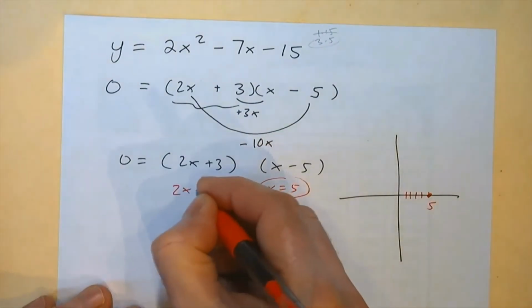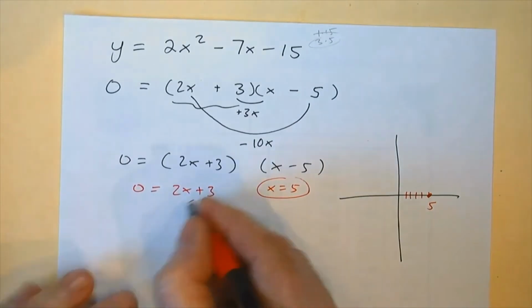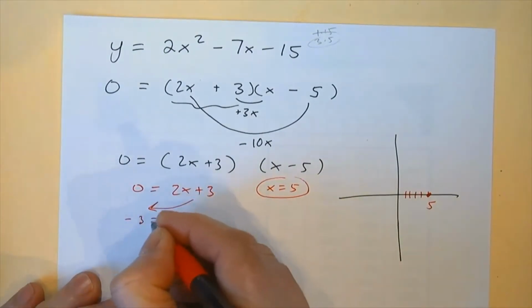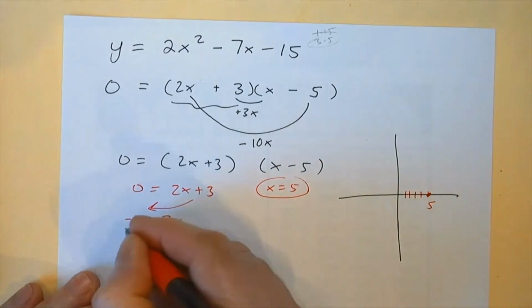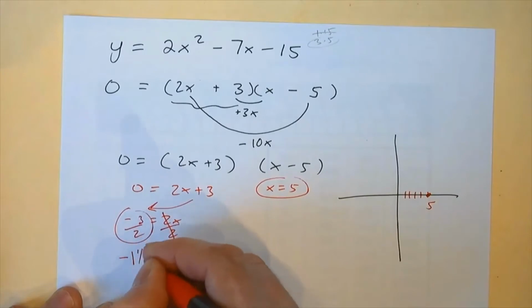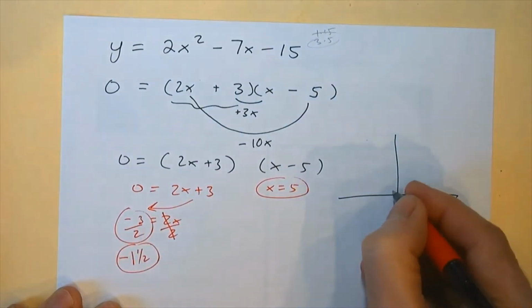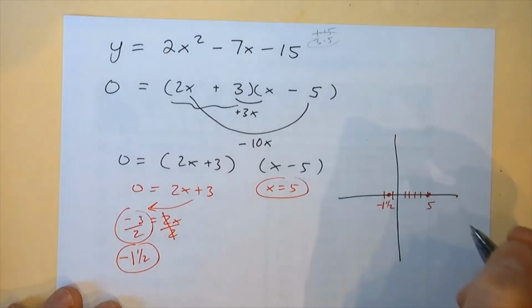Some people get confused, but you can do it in your head. How do you solve that? Subtract the 3. Divide by 2. Negative 3 over 2, or negative 1 1/2. 1, 2, about right there. Negative 1.5. That's the other 0.